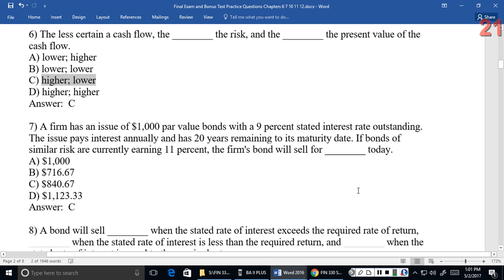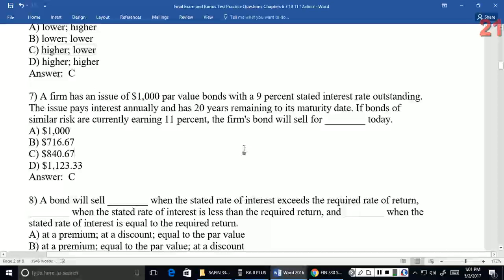All right, so let's go here. All right, number 7. A firm has issued $1,000 par value bonds with a 9% stated interest rate outstanding. The firm pays interest annually and has 20 years remaining to its maturity date. If bonds of similar risk are currently paying 11%, the firm's bond will sell for what? Okay, this is just a bond valuation problem. So with this one, I did go through and work it out by hand.